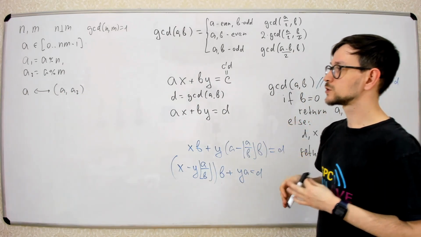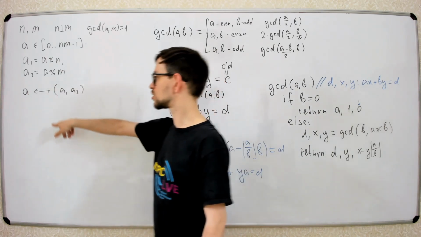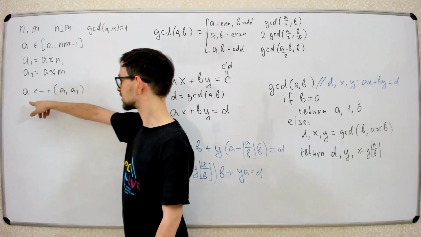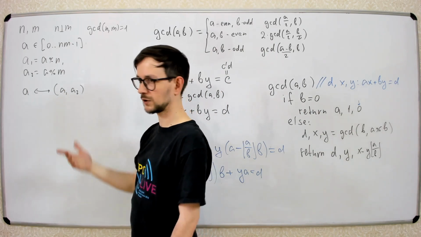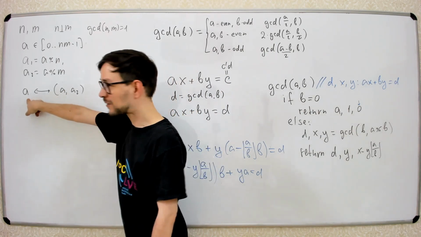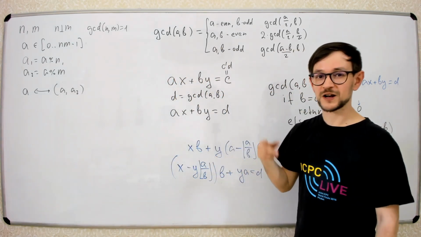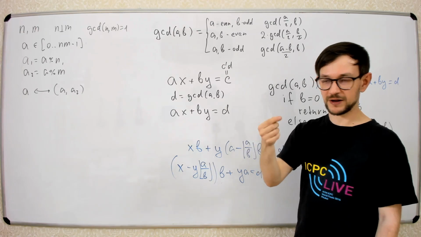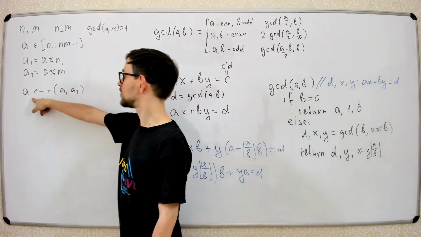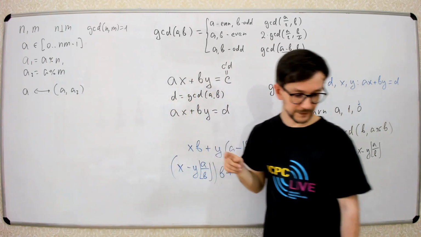Now let's see. It's easy to get from a to this pair. From number a, it's easy to get the pair a1 and a2. The harder part is to get from this pair a number a back. So this side is simple, and this side is a little bit more complicated.